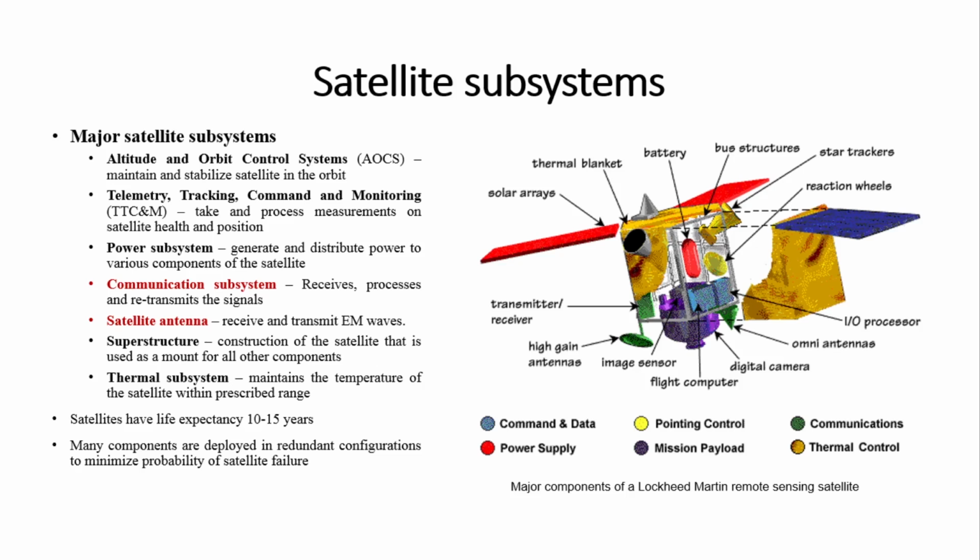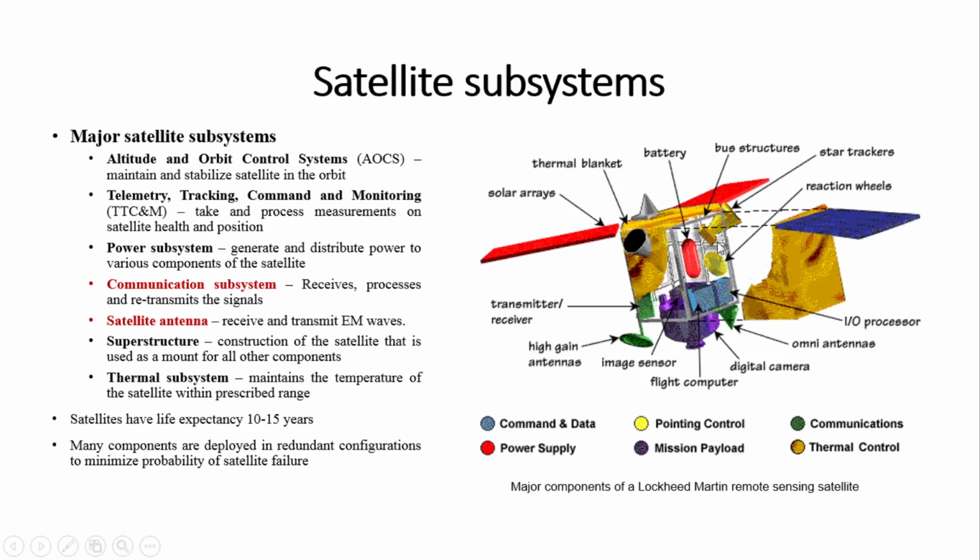If you observe here on the right hand side, all the components or subsystems are located on the satellite, so that from this we will come to know their purpose and their applications. If you observe, gray color is used for command and data. Yellow color is used for pointing control. Green color is used for communication, that is transmitter and receiver, high gain antennas.